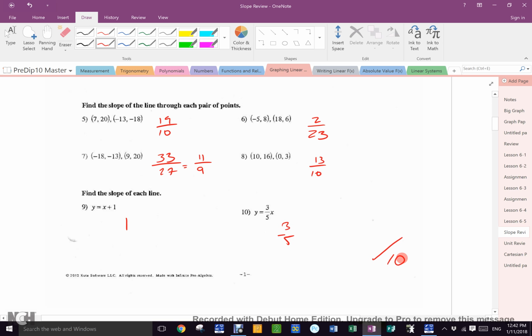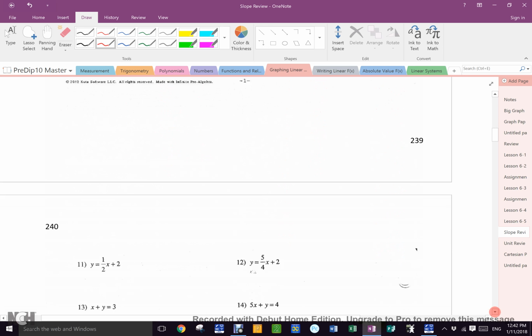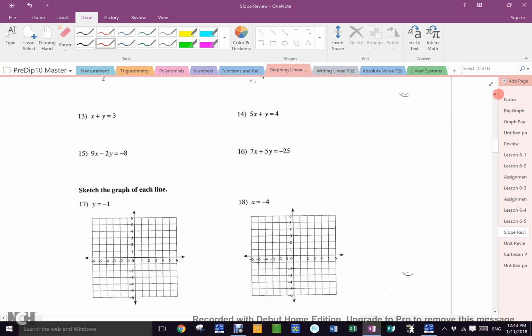There should be no questions about that page, are there? What's math? Excellent. Turn the page over.